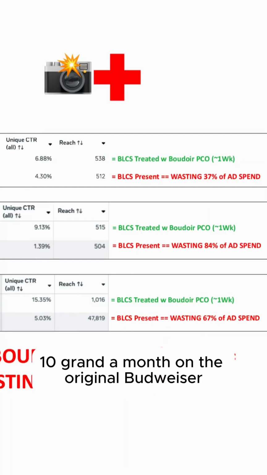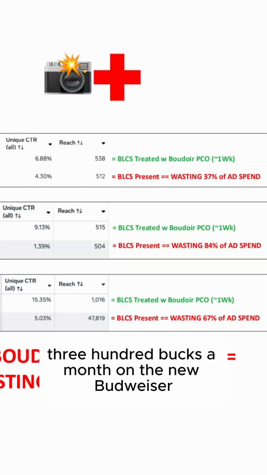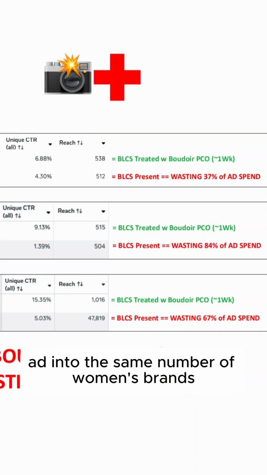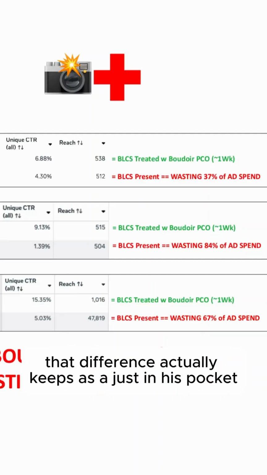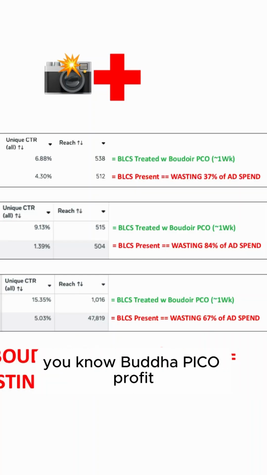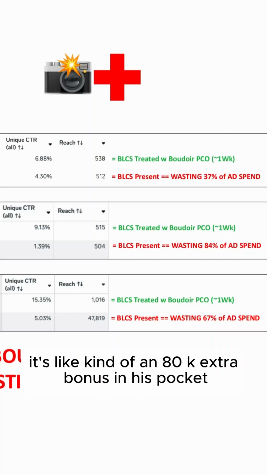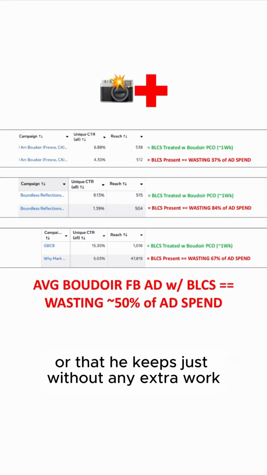So if he was spending 10 grand a month on the original Boudoir Facebook ad, now he only needs to spend $3,300 a month on the new Boudoir Pico treated ad, and he'll get his ad into the same number of women's brains. And that $6,700 a month delta, that difference, he keeps in his pocket. Again, as another phantom profit, Boudoir Pico profit, whatever. And after 12 months of this, it's like an 80K extra bonus in his pocket that he no longer has to pay for, or that he keeps without any extra work.